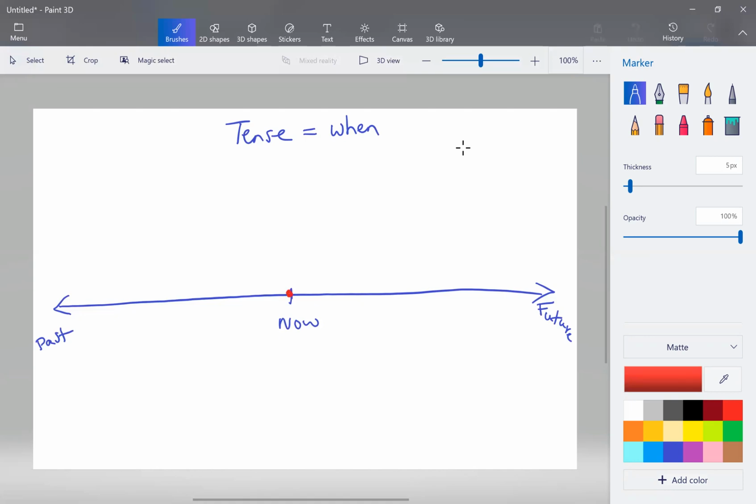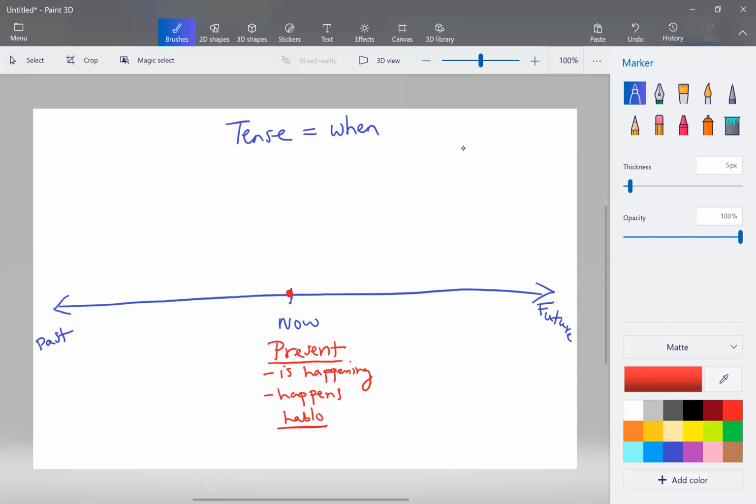So if it's happening right now, we use the present. Present can be used to say is happening or happens. So if I say hablo, it can mean I am talking or I talk. Hablo is an example. Okay, so that's the present.